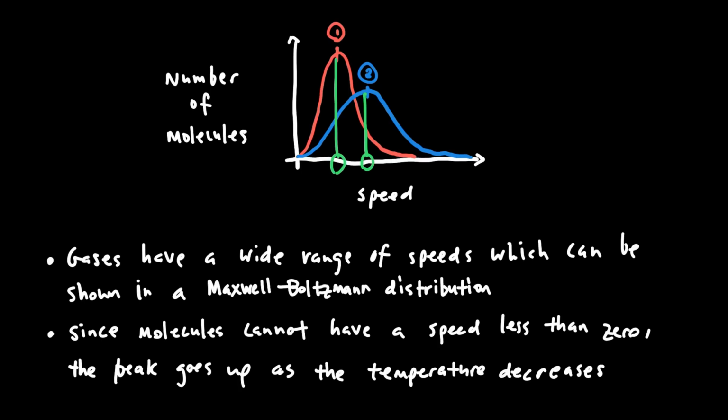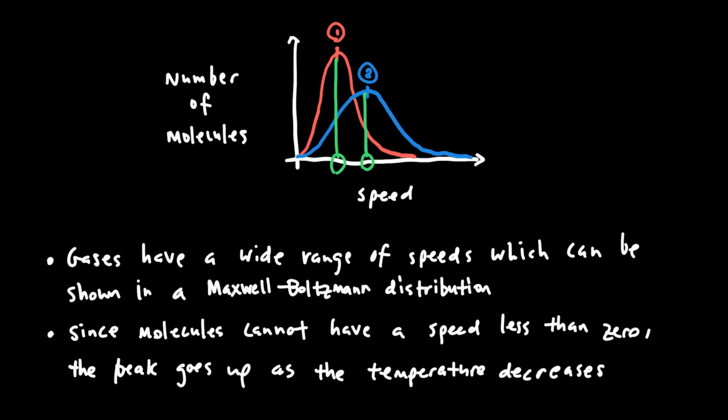I said before that gases have a wide range of speeds, but we still say that gases are at a particular temperature. And so most of the particles have a speed that's given where those green lines are, but some of them are faster, some of them are slower. And we call this distribution a Maxwell-Boltzmann distribution, which shows that range of speeds.